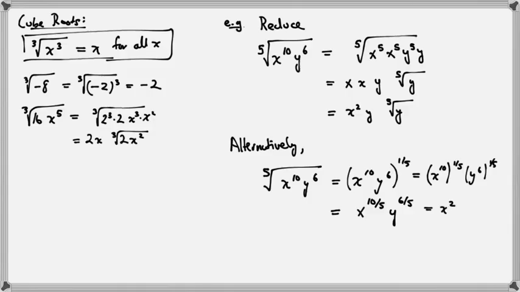Simplifying, I get x squared. 10 over 5 is 2. And if I divide 6 by 5, I'll get 1 plus a fifth. That gets me x squared times y. y to the first, that's that one factor of y that we had outside, and then y to the fifth gets me a fifth root of y. I'm adding exponents, so I'm multiplying those individual factors together.